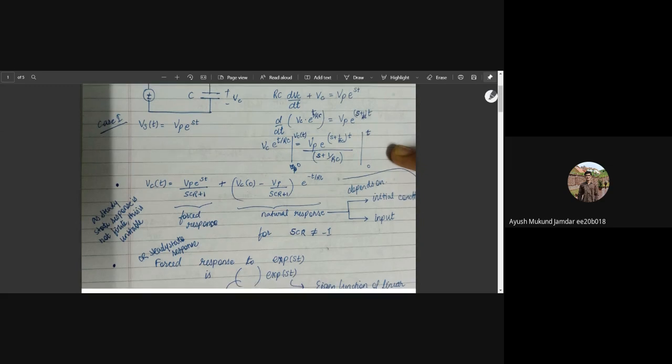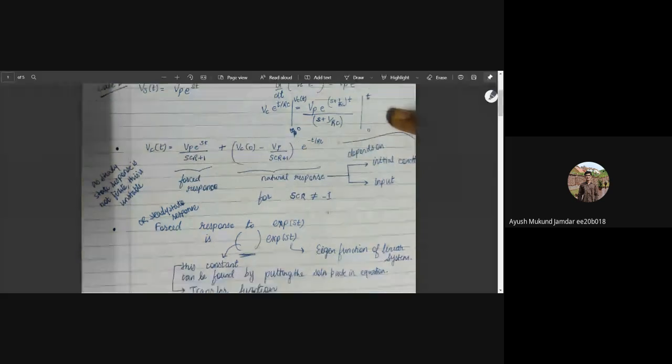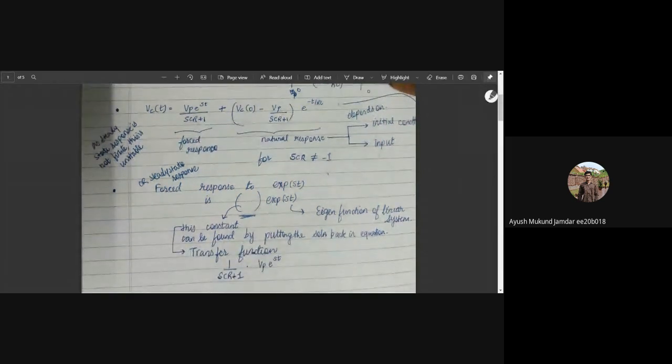So once again, I'm saying that it is the eigenfunction, and the forced response, or the steady state response as we say, is the transfer function times exponential st. The transfer function is the function of s that comes out and is multiplied with the exponential function, that together makes the forced response. So in this case, how to find the transfer function? Well, we know it. It is 1 by CR s plus 1.